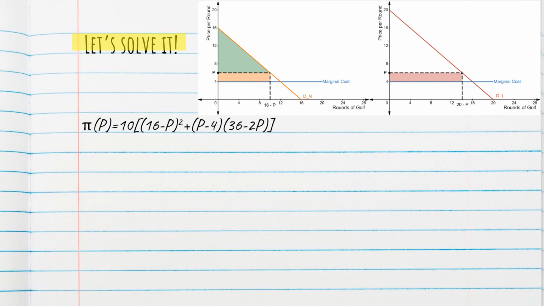So we have our profit function, and now we need to apply the first order conditions for our maximum. That means we need to take the derivative with respect to P and set it equal to 0.